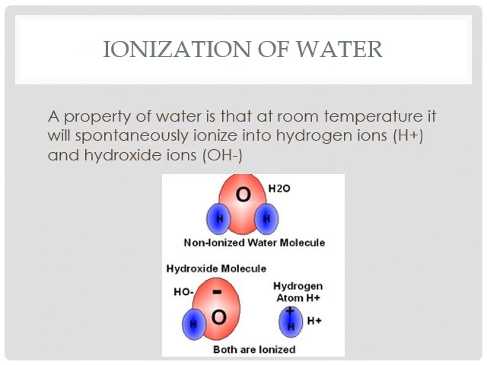So water's got another property we didn't talk about in the last lecture, and that property is that at room temperature, water will spontaneously ionize. That means it spontaneously forms ions of hydrogen, so H+, which is also just a proton, and hydroxide ions, OH-. That water molecule literally splits itself. H2O becomes H+ and OH-. So it will automatically do that at room temperature.